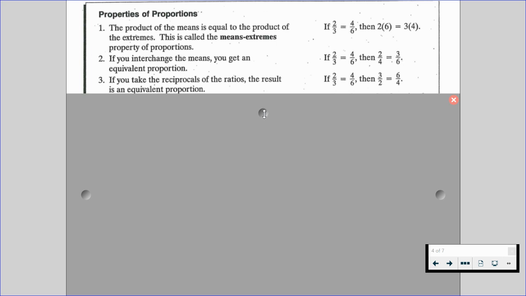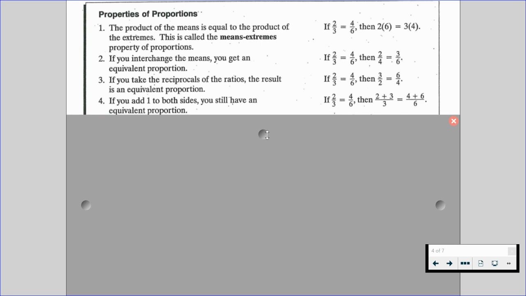So if 2 over 3 is equal to 4 over 6, then 3 over 2 is equal to 6 over 4. If you add 1 to both sides, you still have an equivalent proportion. So if 2 over 3 is equal to 4 over 6, then if I add 3 to the numerator in the first fraction and 6 to the numerator in the second fraction, it's still going to be equivalent. The reason we're able to do this is that I'm adding 3 over 3. So I have 2/3 plus 3/3. A common denominator is 3, so we do 2 plus 3. Likewise, with 4 over 6 plus 6 over 6, I'm really doing 4 plus 6 over the common denominator of 6.